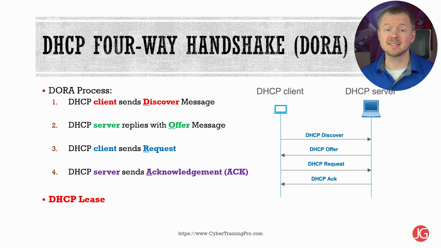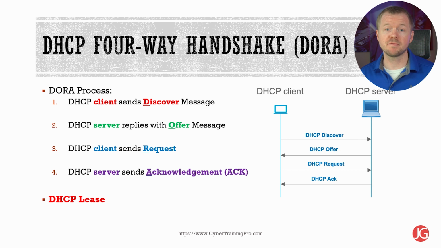DHCP clients then send a DHCP request to make sure that the offer is still valid and to accept the offer. Then the DHCP server sends a DHCP ACK, or acknowledgement, and then it lists the client's MAC address as well as the IP information given to the DHCP client in a database. An easy way to remember the process is to remember DORA: discover, offer, request, acknowledgement.